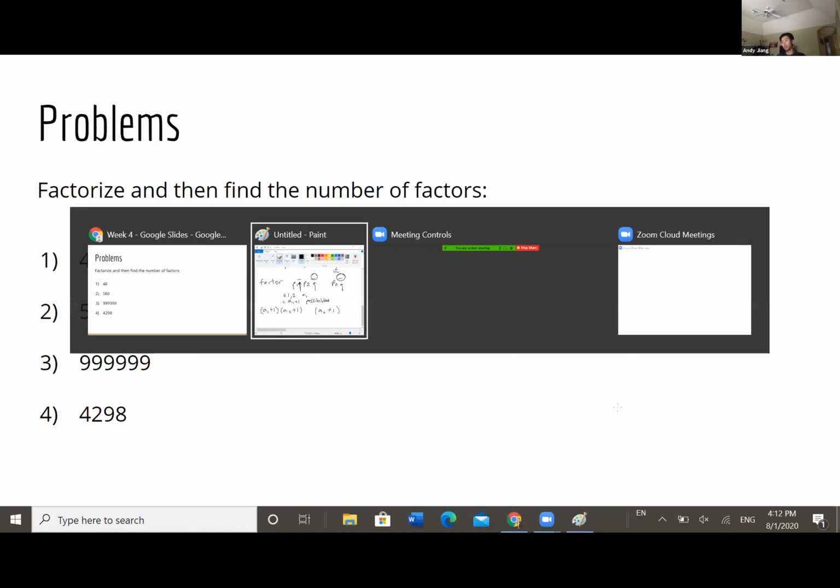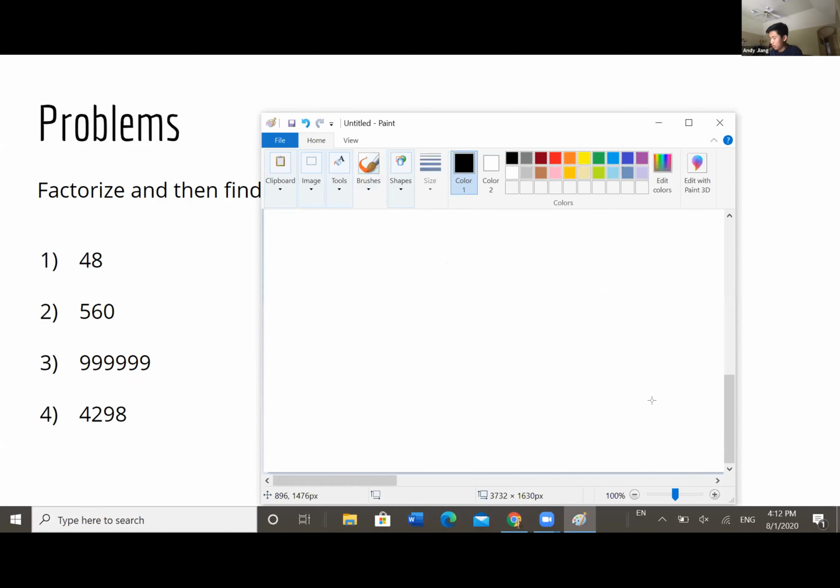Okay. So I'm guessing that some of you may still not be familiar with the formula, and I kind of went fast with that, so sorry about that. For number one, 48 equals, I know it's 8 times 6. 8 is 2 cubed. 6 is 2 times 3. So I can write this as 2 to the 4th times 3. And that's what I mean by factorize 48.